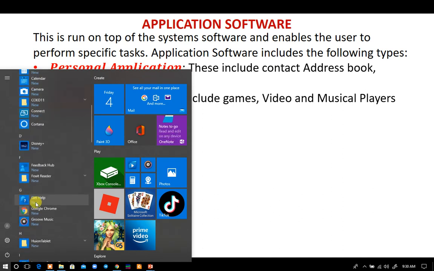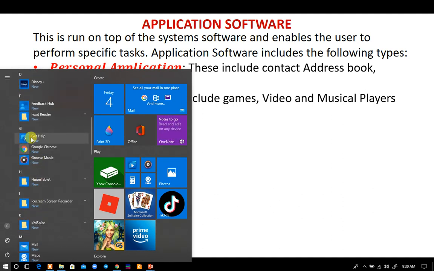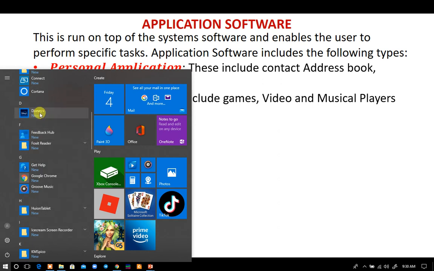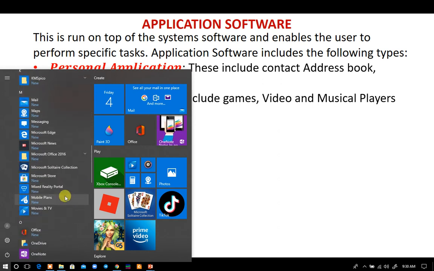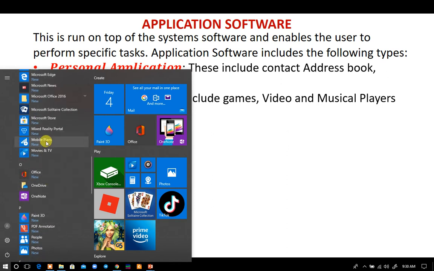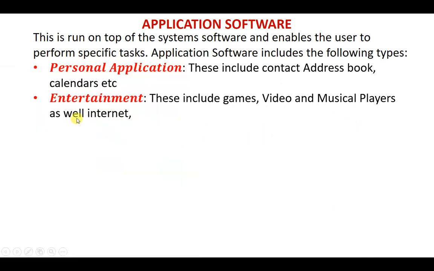Then we also have a lot of application softwares. All these are application softwares. We have games, and we have movies, I mean the video players and music players. There are a lot, in short, that you can talk about under entertainment software. You have Fruity Loops, which is used to make beats.